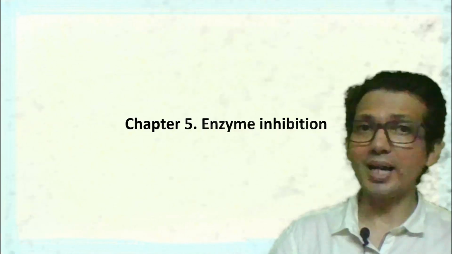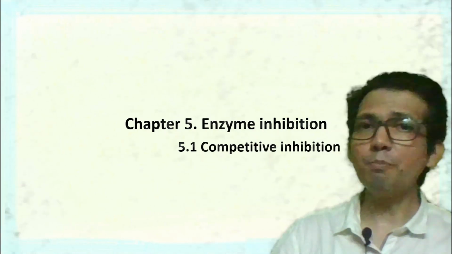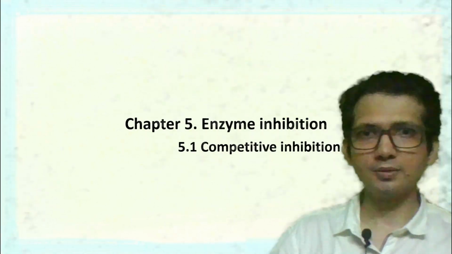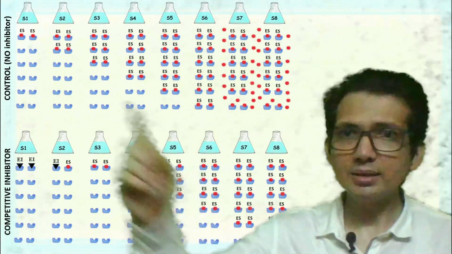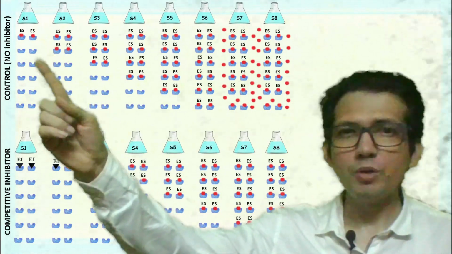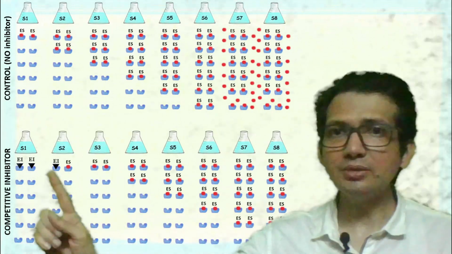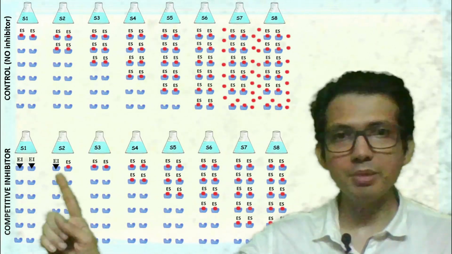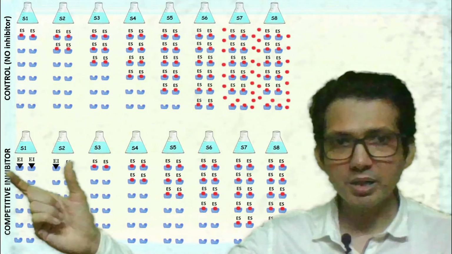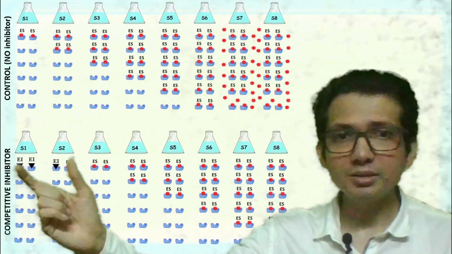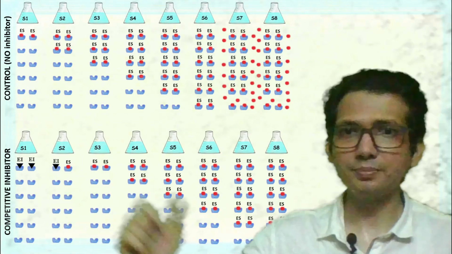Now let's talk about enzyme inhibition. First, let us discuss about competitive inhibition. Let's do two experiments. The first one is the control experiment, which is without the inhibitor. The second one is in presence of competitive inhibitor. As the name suggests, the competitive inhibitor will compete with the substrate to bind the active site of the enzyme.